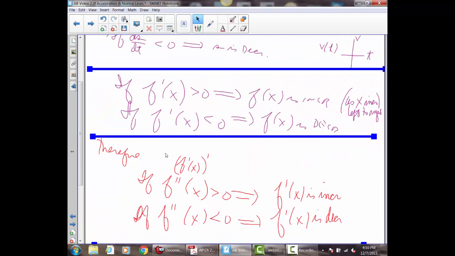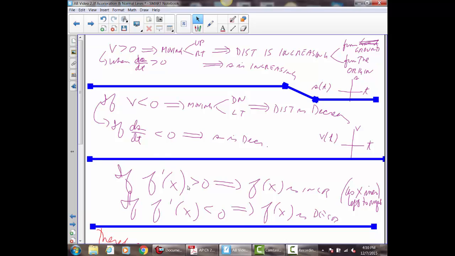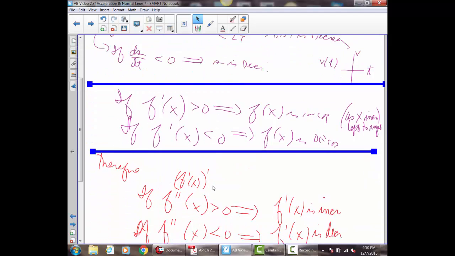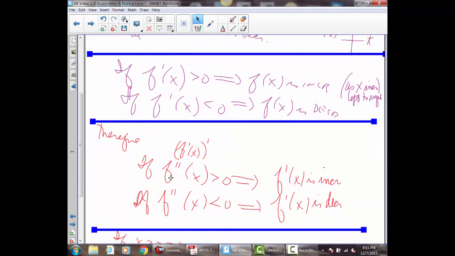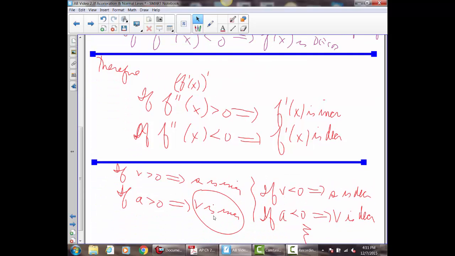Now we're going to go on to the next level. So if we all agree that if the first derivative of f of x is positive, then f is increasing. So what I've done is I've said if the derivative of a function is positive, then that function is increasing. Well, if you do the same thing, if the second derivative of f of x is positive, which is the derivative of f prime of x, then f prime of x is increasing. If the second derivative is negative, then the first derivative is decreasing.